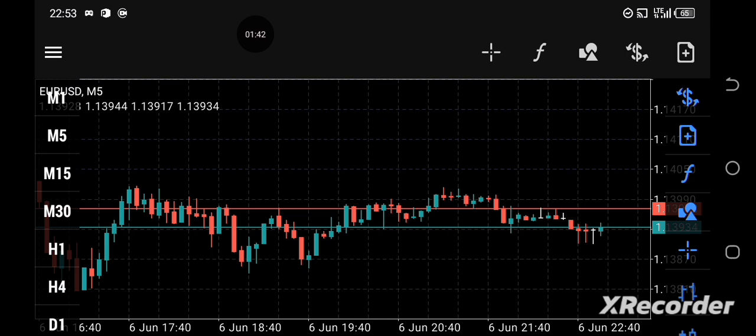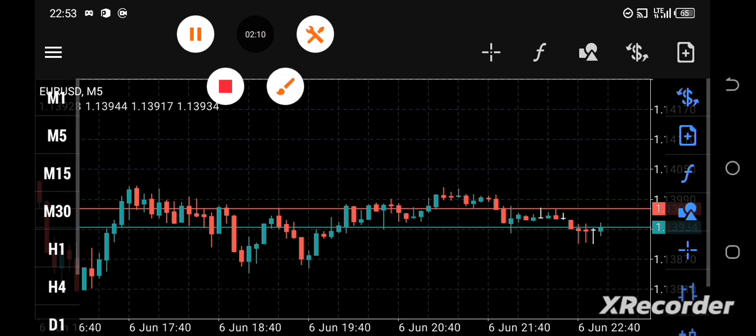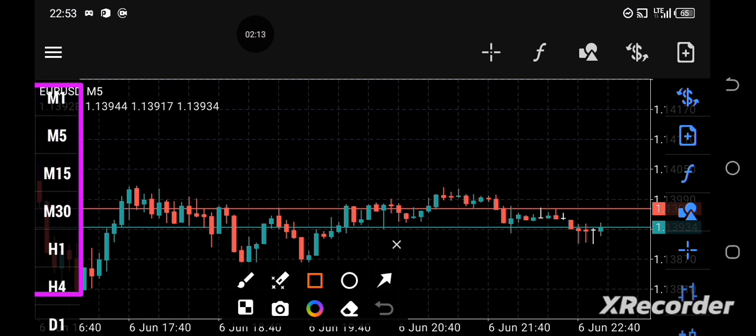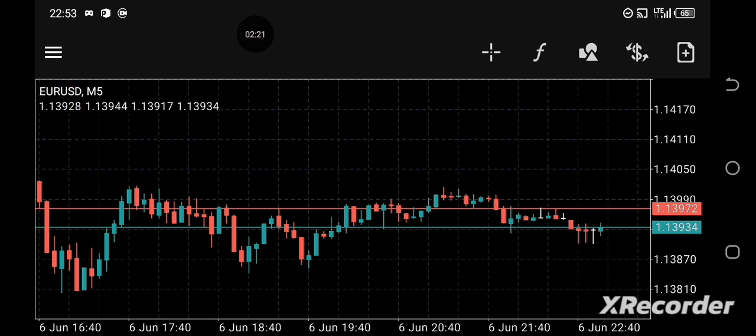We have M1, like I've explained. Go back to our previous courses. You are going to see M1 meaning 1 minute, M5 meaning 5 minutes, M15 meaning 15 minutes, M30 meaning 30 minutes, H1 means 1 hour, H4 means 4 hours, D1 means 1 day, and we have the weekly chart and the monthly chart. This is it on your MT4.